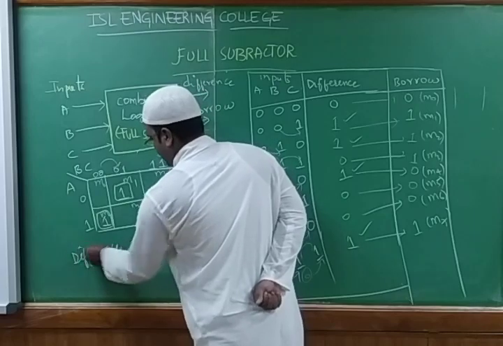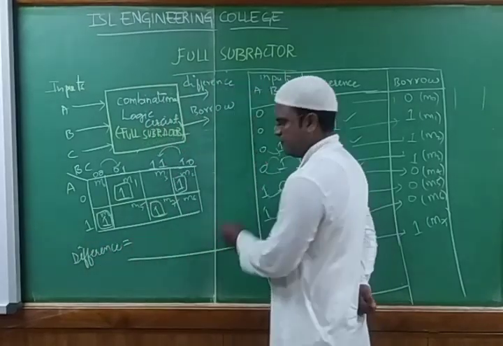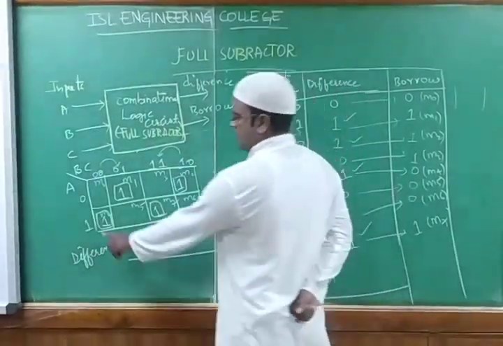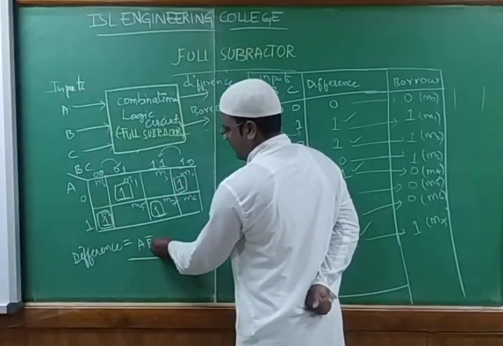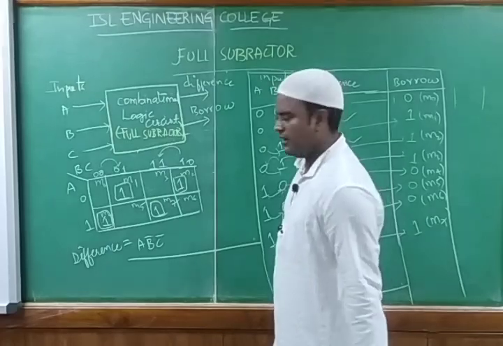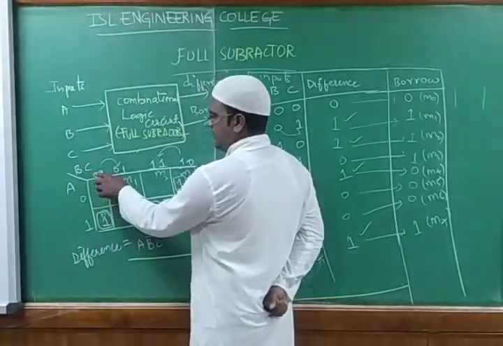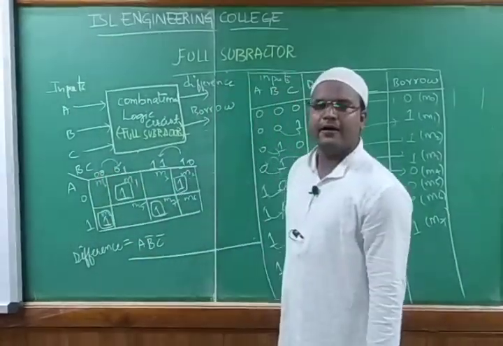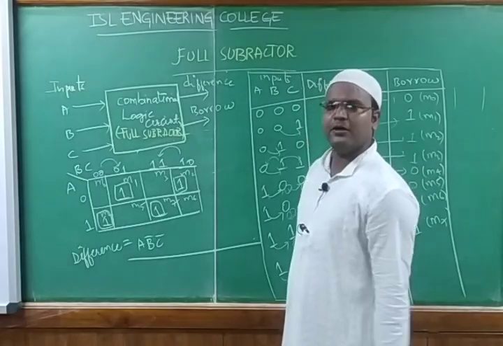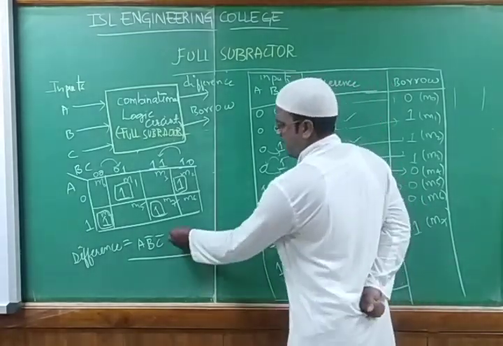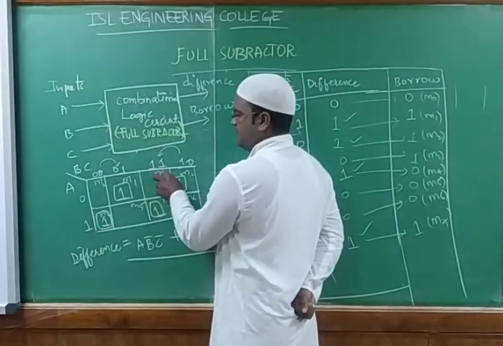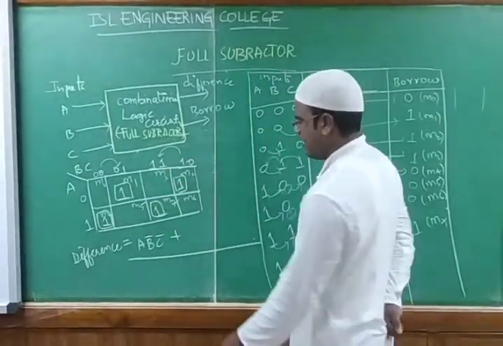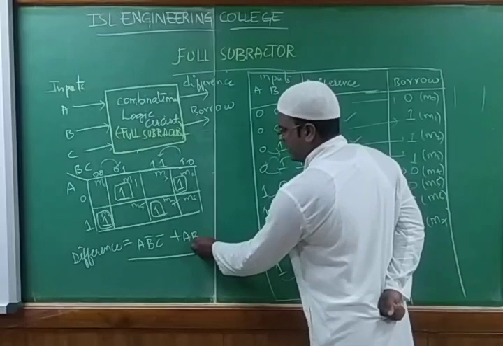So difference is equal to, write all the values. What is the first value? A, B bar, C bar, because it's 0. So A, B bar, C bar. I'm taking A as 1, B and C as 0, 0. So this is the first one. Plus, what is the next combination? A is 1, B is 1 and C is 1.